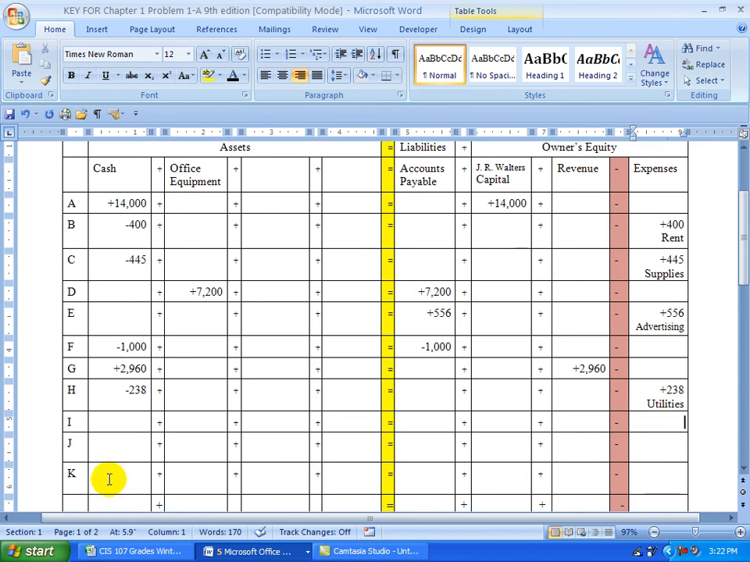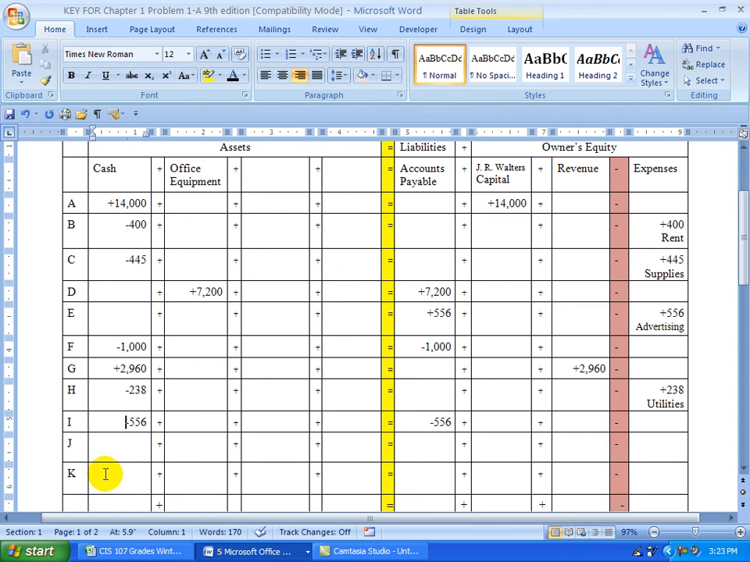Looking at letter I, we paid on account to the Weekly Crier, a creditor, $556, and we wrote a check to do that. When you write a check, your cash is going to decrease by $556, and we're paying on an account. The amount that we owed was in accounts payable. When we pay down the balance of accounts payable, the balance is going to decrease by the amount that we paid on it. So here's a minus over here on the left and a minus on the right of the equation.